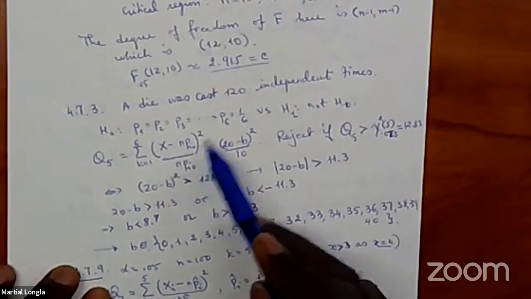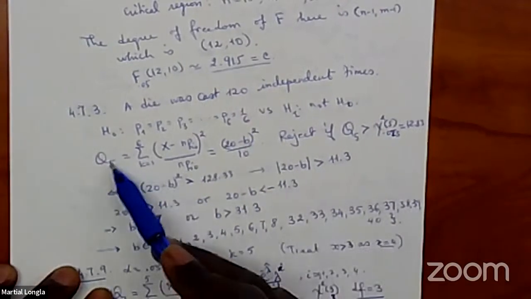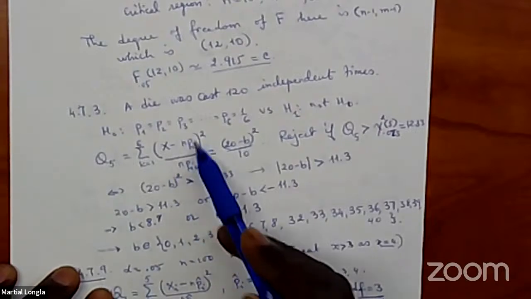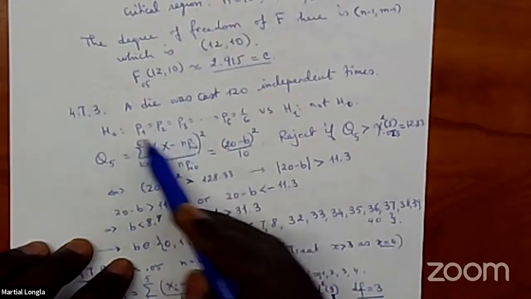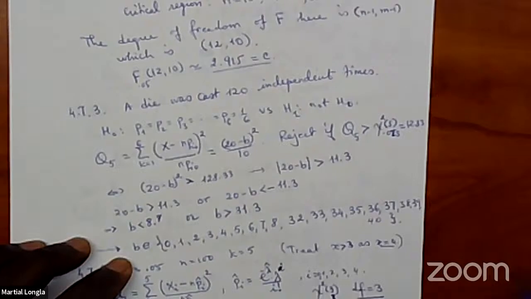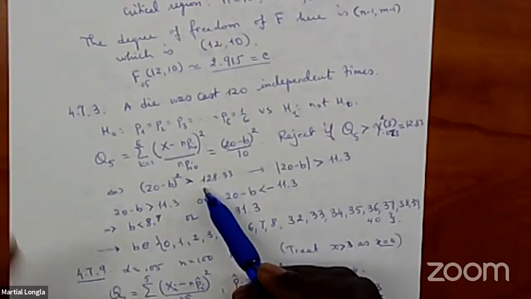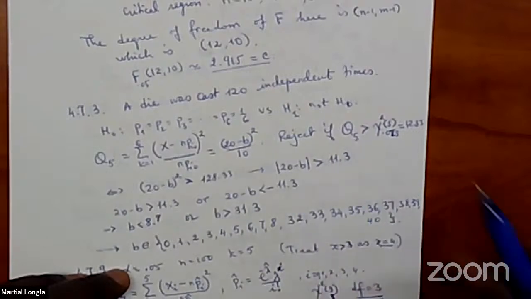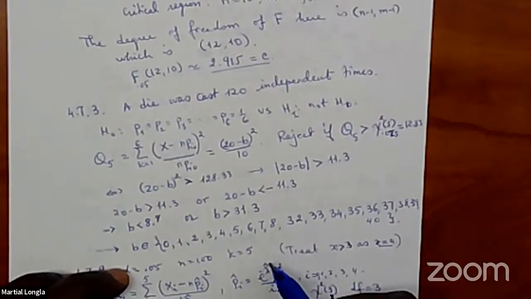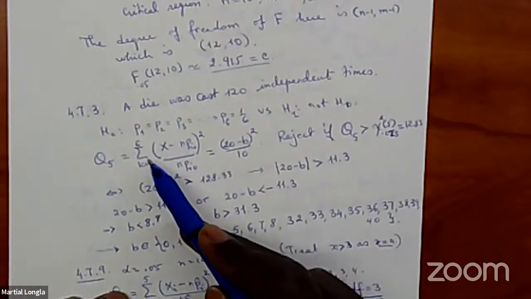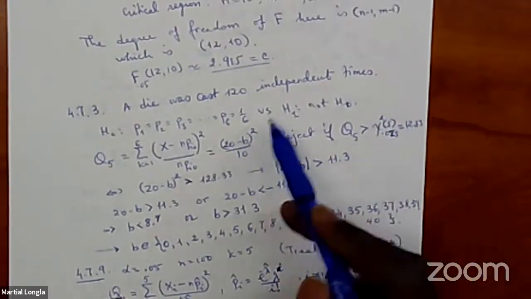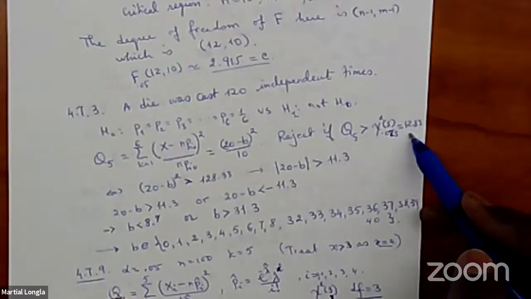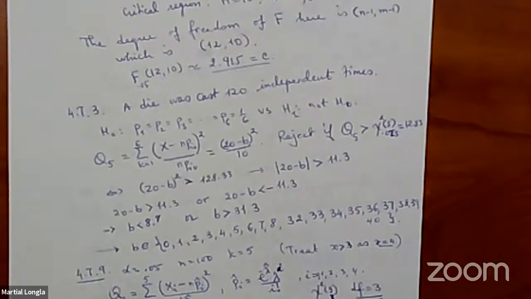And the next problem says, that's what we're talking about. And so we can use the Q here, knowing that here we are not estimating anything, because the null hypothesis says that each of the probabilities is 1/6, so there's no estimation here, which means the degrees of freedom of this thing is going to be 6 minus 1, which is 5. And the rejection criteria would be Q larger than the chi-square at the level that is given, 0.025, which in this case is 12.83.